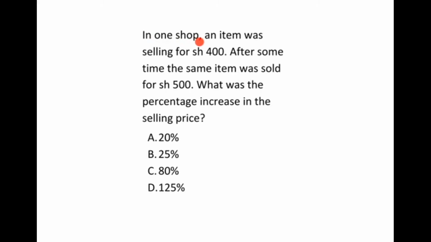In one shop, an item was selling for 400 shillings. After some time, the same item was sold for 500 shillings. What was the percentage increase in the selling price? We are told that the item was sold for 400 shillings. Then after some time, the price increased to 500 shillings. Then we are asked what was the percentage increase in the selling price.